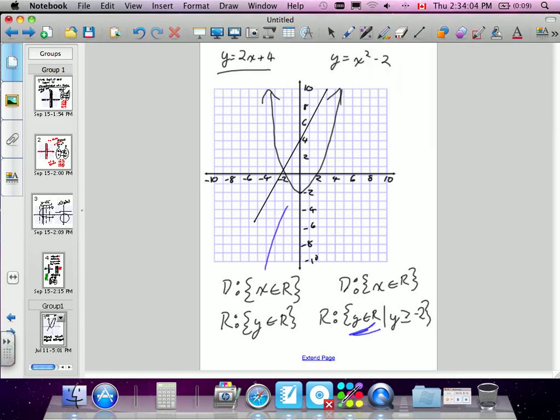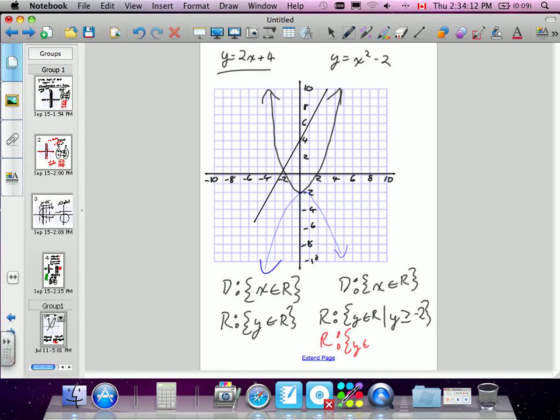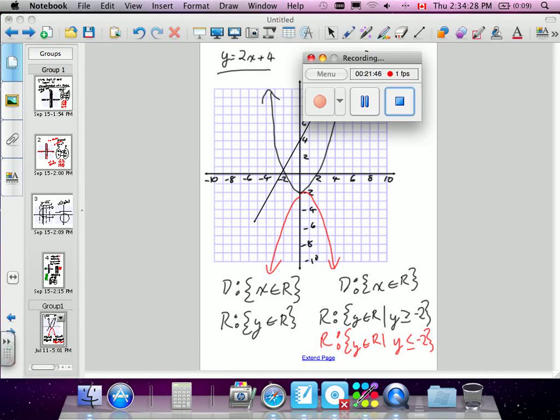Let's record this. If we have a parabola touching the same point, the vertex, instead going downwards, we'll do it in red. The range of that function would be y is an element of all real numbers. But this time, y is less than or equal to negative 2. Okay? The line underneath means equal to also. So that means it's touching that point.